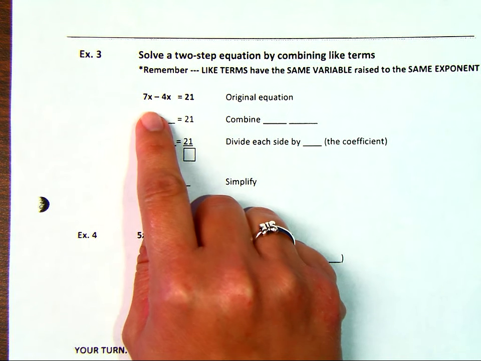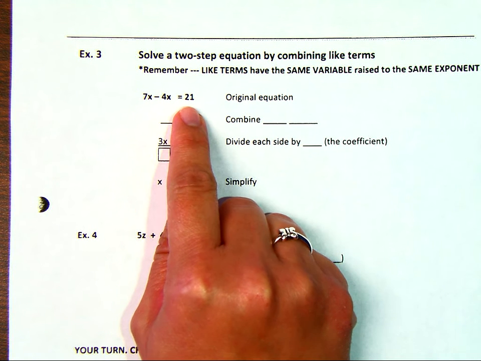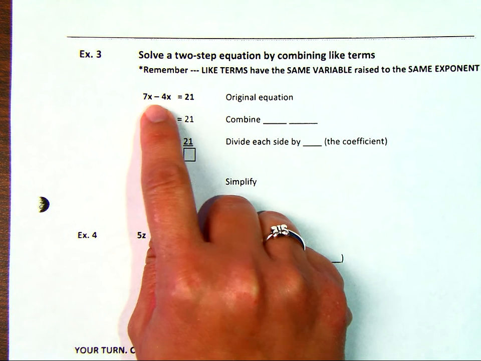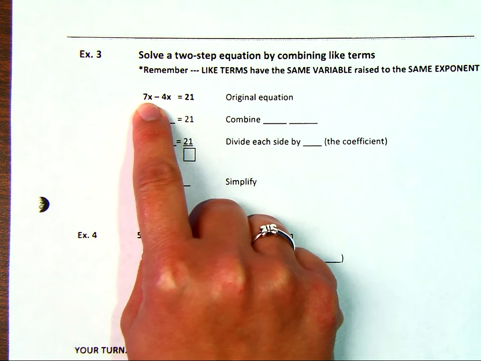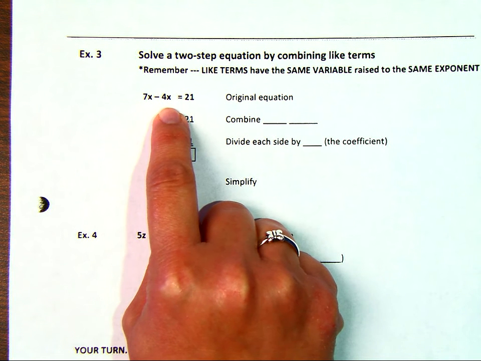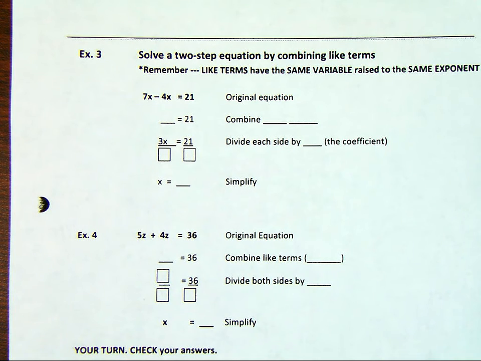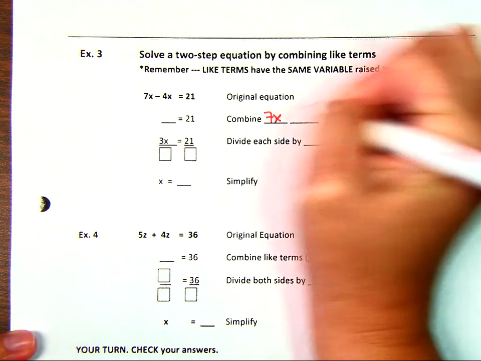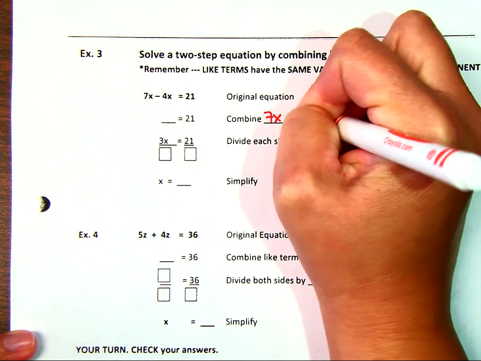So if I have 7x minus 4x equals 21, that means some number times 7, and then that number times 4, the product of those two, we would subtract and take away 21. So instead of sitting here and trying to guess and check what those answers might be, what we want to look at is combining those things that are together. So we are going to combine the 7x and the negative 4x.